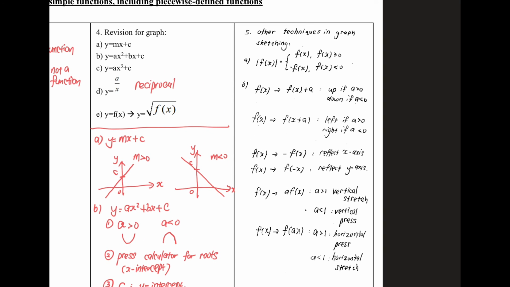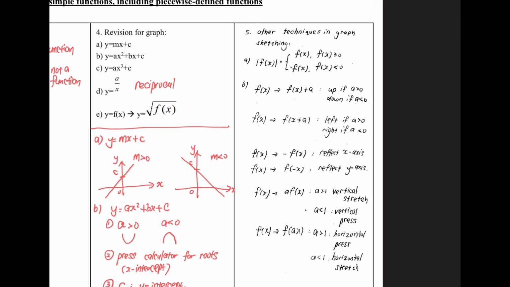Number 5, other techniques in graph sketching. We have to focus on graph sketching here, because when you know how to sketch graph, then you can find out the range of the function. So A, how to sketch modulus graph. First we need to know modulus f(x) is defined in this way. Modulus f(x) is equal to positive f(x) when f(x) is more than or equal to 0. Modulus f(x) is equal to negative f(x) when f(x) is less than 0. Okay, so how do we apply this concept?